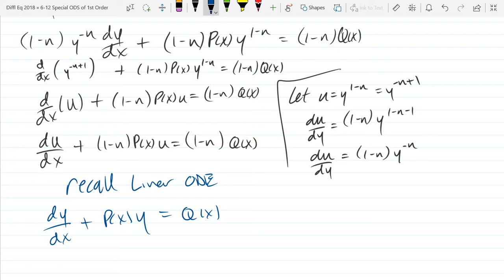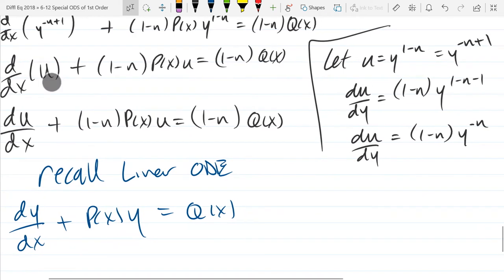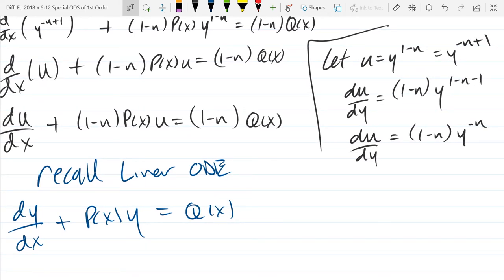How does this relate to our form that we got? It's almost the same. The y is now u, and there's this extra constant, but that's still a function of x. So it's a slightly different function of x, but it's a function of x times this 1 minus n. The u is in the right spot. That's basically what's making it linear. u is appearing exactly once, not next to the derivative of u. So what we have is a linear ODE in x and u, which you know how to solve.